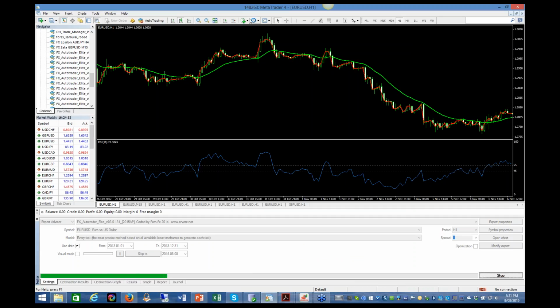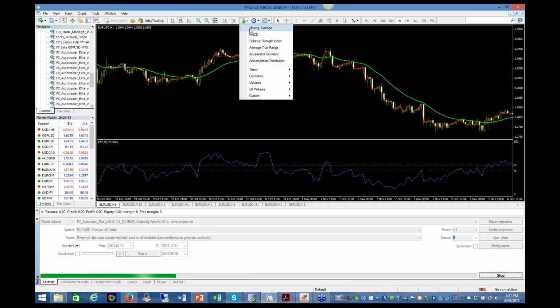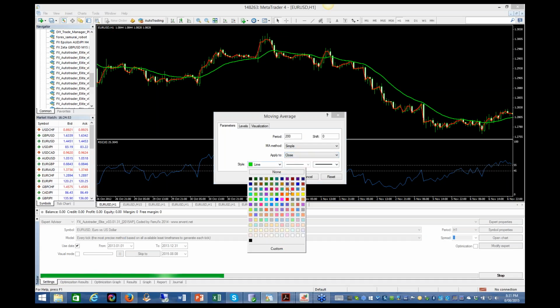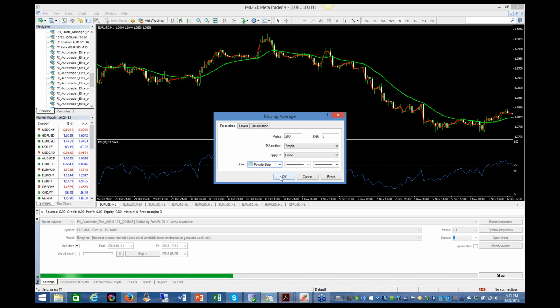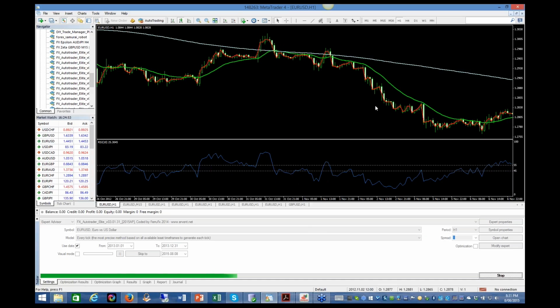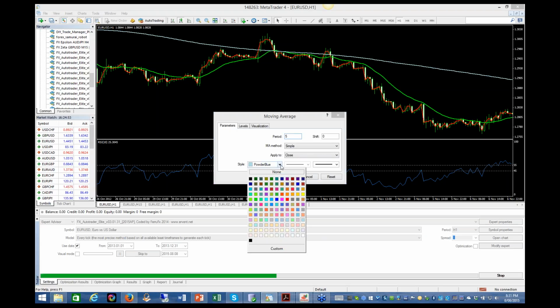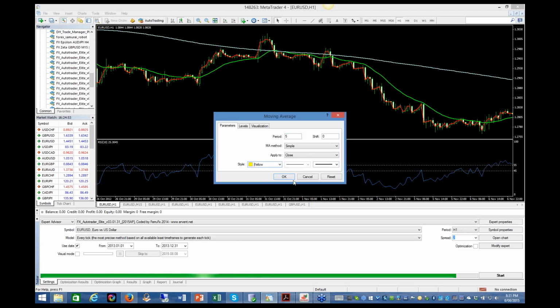So what I've done is, and I always advise people to look visually at what you're doing. So we've made that a 200 simple moving average, applied to the close, and I normally make my long ones blue. So that's our 200 period, and then we've said we'll add another moving average, which is the 5-period simple close, and I'll apply a yellow.